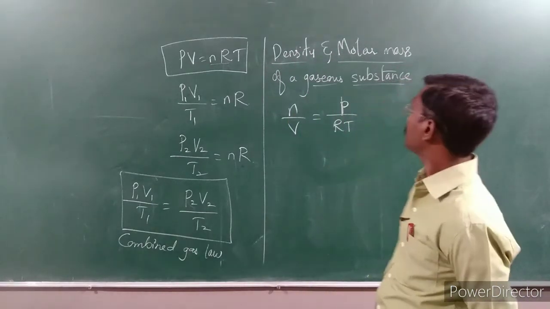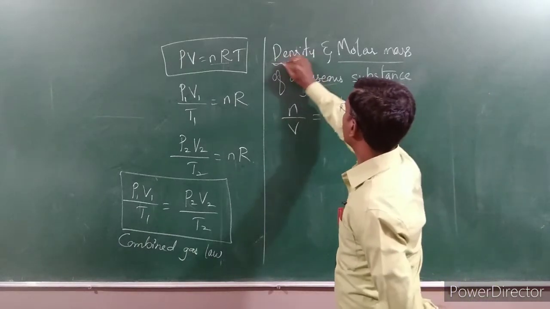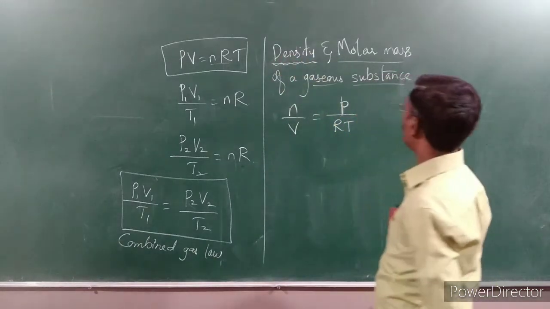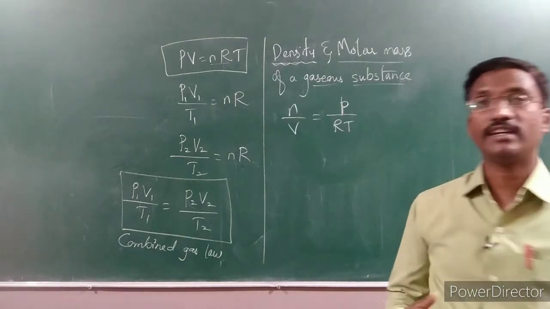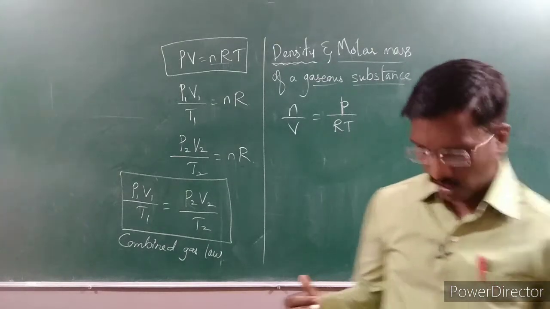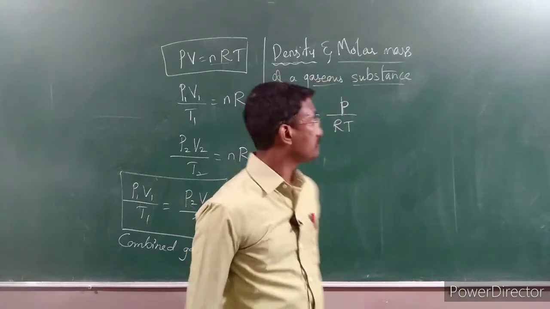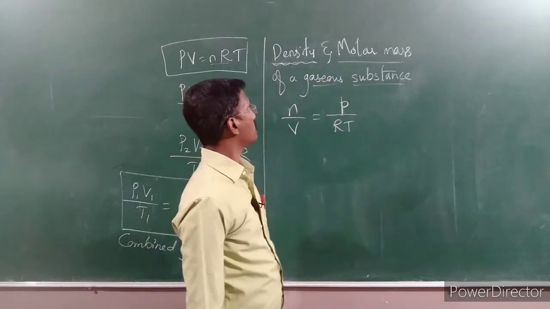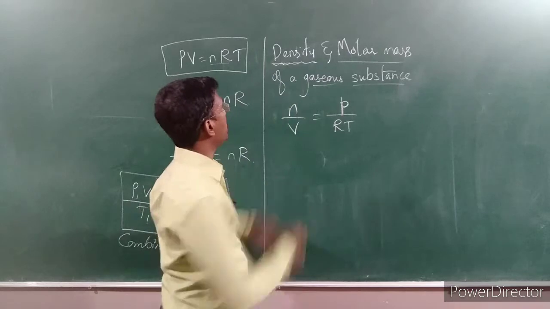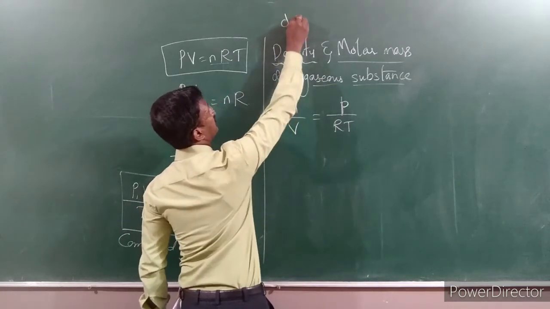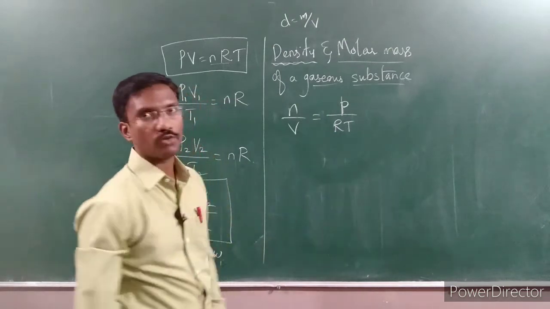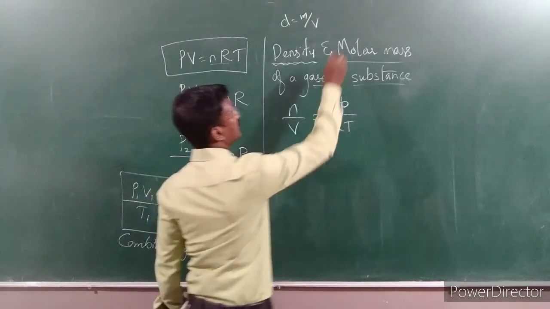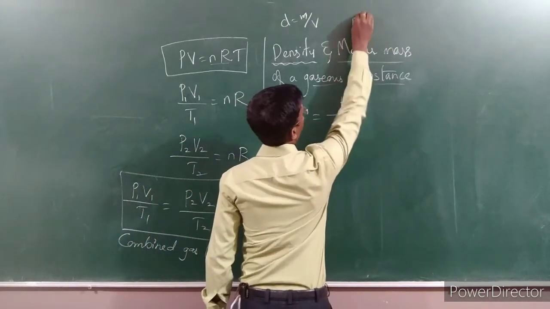The next side heading is density and molar mass of a gaseous substance. Here we are going to generate a formula which gives the relation between density and molar mass of a gaseous substance. We know that density is denoted by D. Density can be calculated by mass divided by volume. This is the density formula. Whereas molar mass is denoted by capital M. You should remember this term.